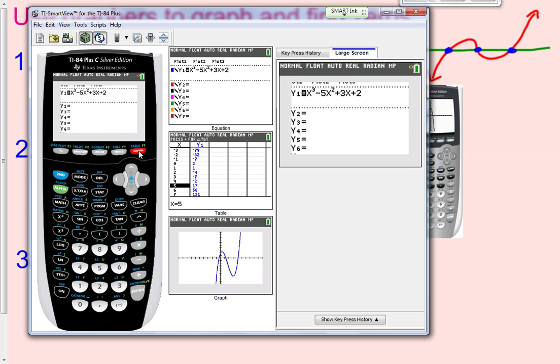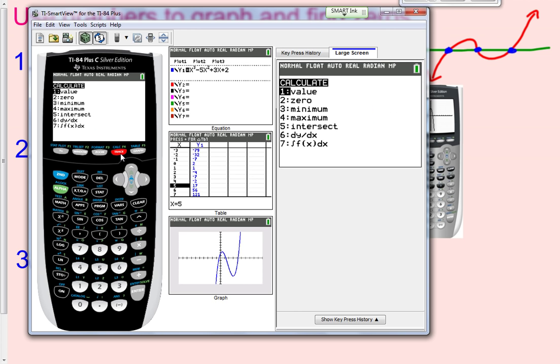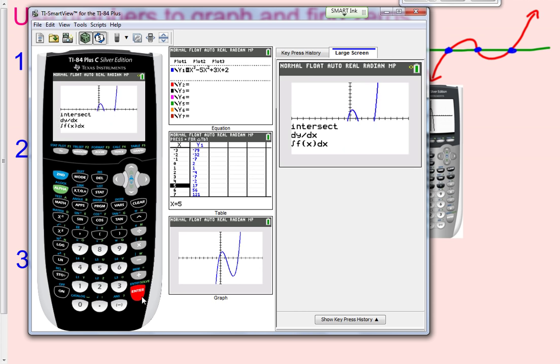If we look at our graph again, that's what it looks like. And I want to find first where this 0 is, where that red dot is. So what I'm going to do here is calculate that, and the button on our calculator is second trace. Second trace is our calculate, and we're calculating a 0. That's number 2. That's what we're going to do in this one. So we're going to press enter once we highlight the 0.